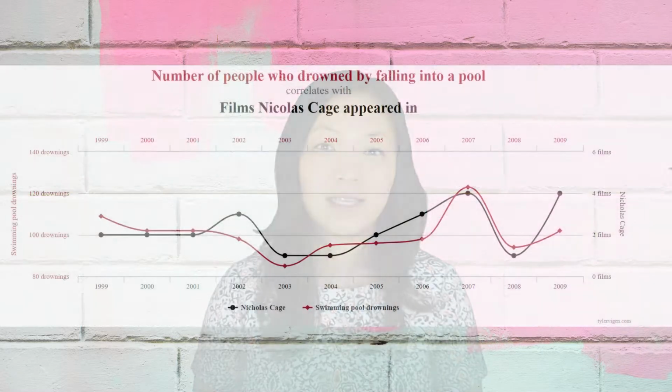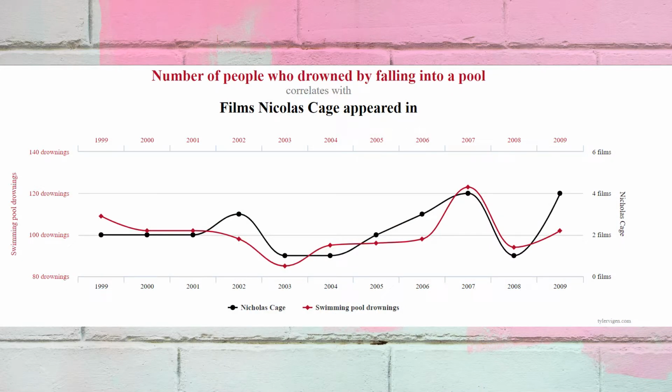Data showed the number of people who drowned by falling into a pool correlates with the number of films Nicolas Cage appeared in, with a correlation R equals 0.67, based on Tyler Vigen's website and book Spurious Correlations. Researchers dream to have these high correlations, but not always have it. So does this mean that Nicolas Cage's films cause people to drown in the pool? Absolutely not.